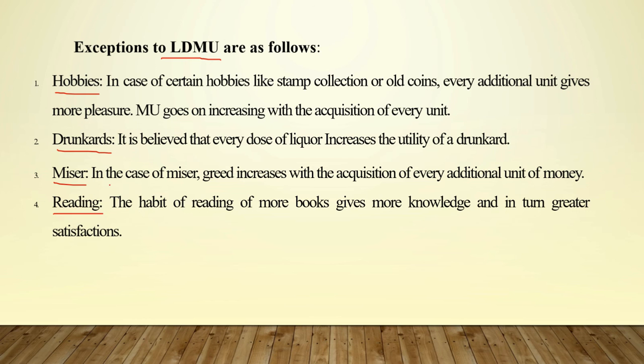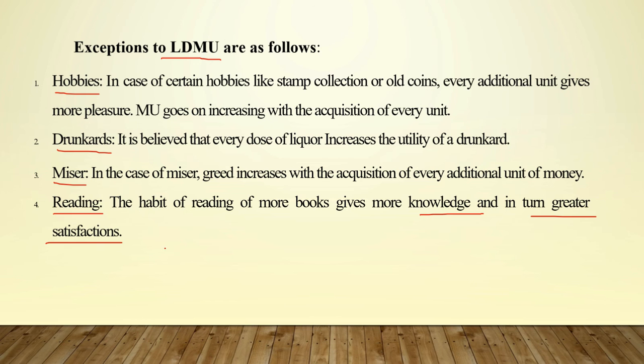Money is there. Suppose he is getting more and more money, he is getting more and more satisfaction and more utility. Reading. The reading habit is useful to increase knowledge. Suppose we have read more books, our knowledge increases. That means reading increases satisfaction, knowledge increases, and marginal utility increases. These are the exceptions of the law of diminishing marginal utility.